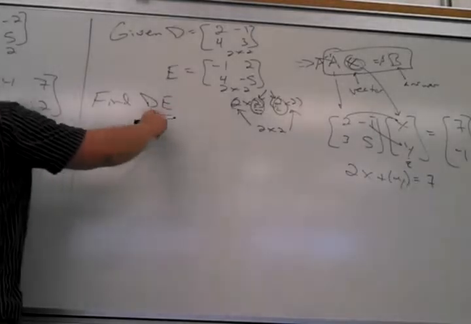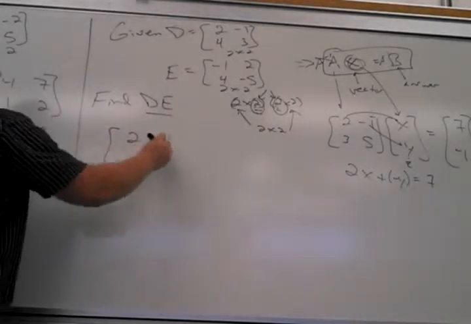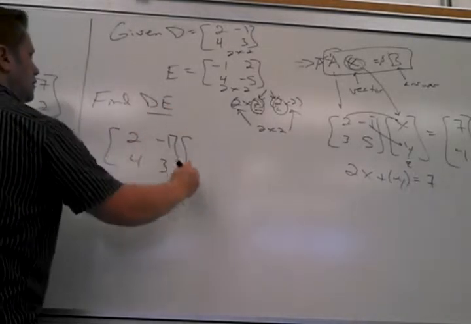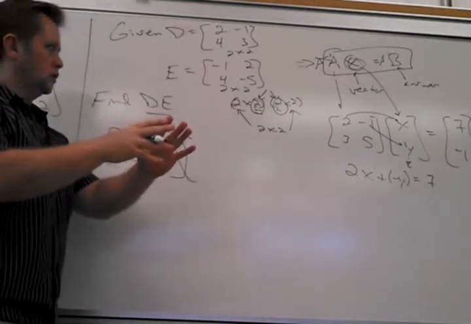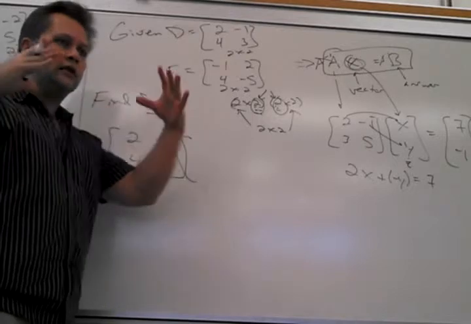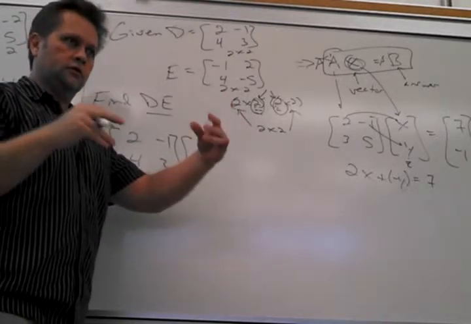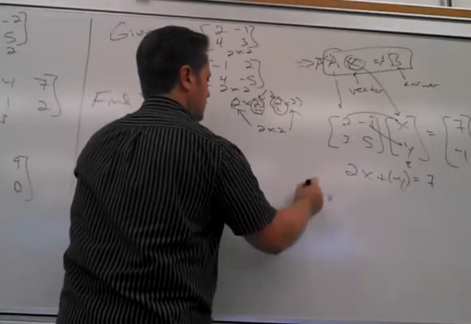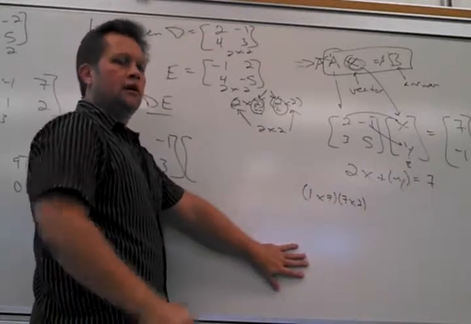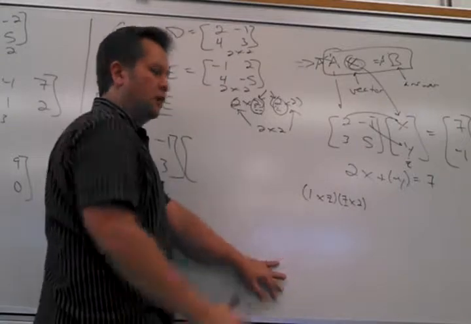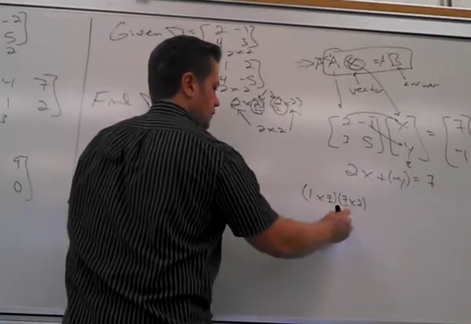So how do we do d times e? Here's d. Could you go back? Okay. So the insides must match. Good. And the outside is going to be what again? The result, how big the answer is going to be. Okay. So it gets a little weird. If I had a 1 by 7 times a 7 by 2, could I do that? Yes, because the 7s match. How big would the answer be? 1 by 2.